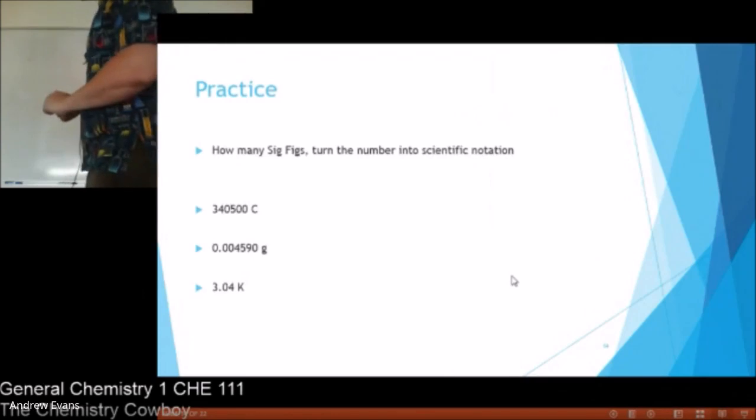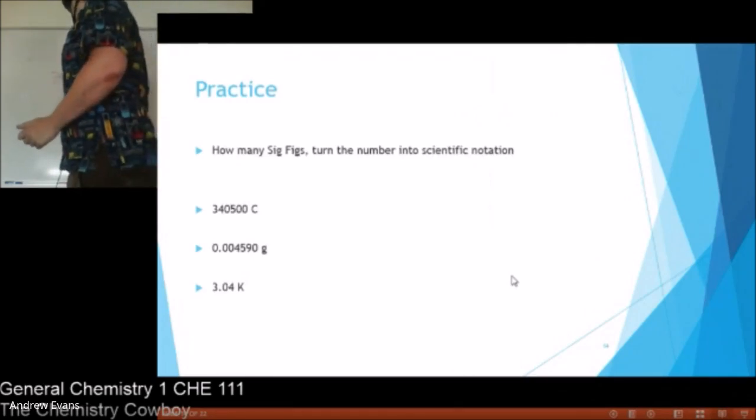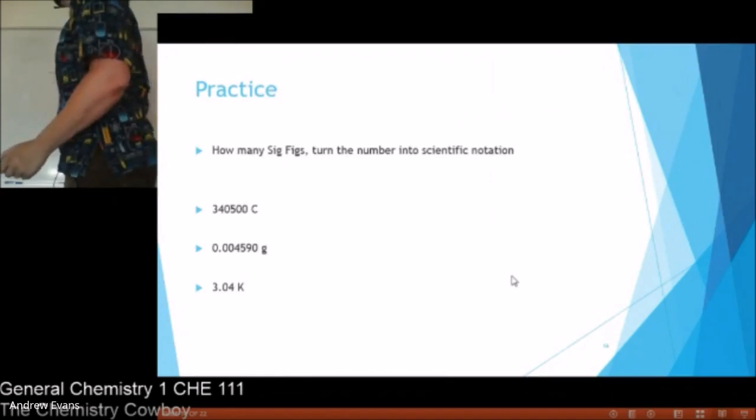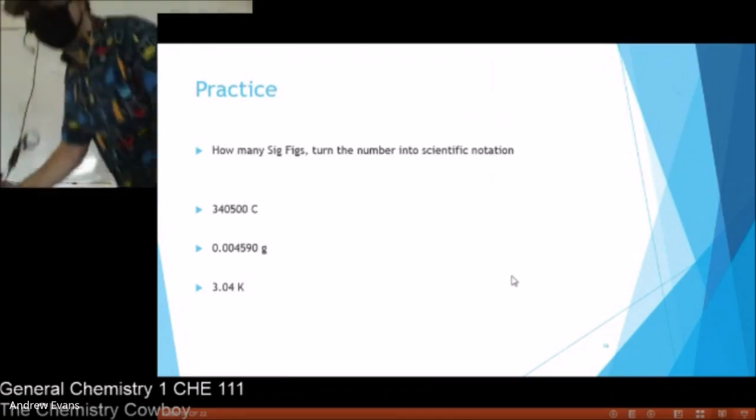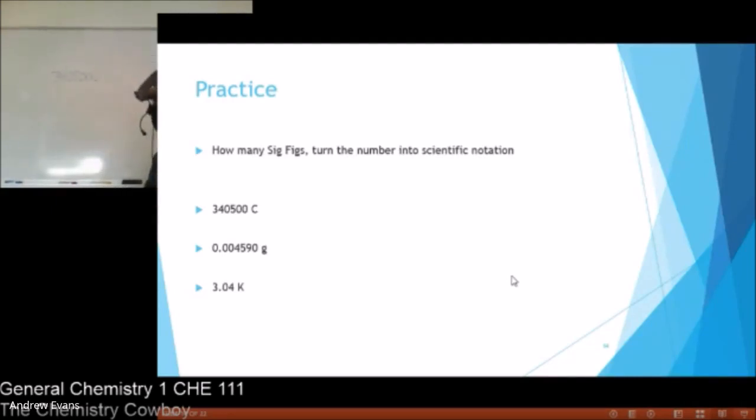So the first number, 34050 degrees C. And we look at that. What is the first thing we should note? We should note, as is reported, there is no decimal. No decimal. So that means we use the no decimal rules.